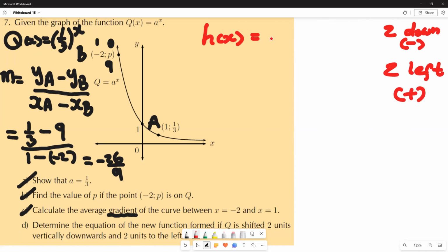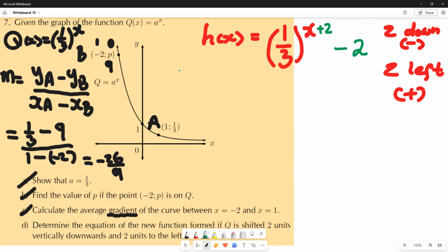So this is what I had initially: 1/3 to the power of x. Now I'm going to use a different color to do the transformation. They want us to move it 2 units to the left. For left and right, we add or subtract on x, so that is 2 units to the left. Then 2 units down, we need to subtract from the whole function, so -2. And that is our new function that is formed when q has undergone those two transformations.